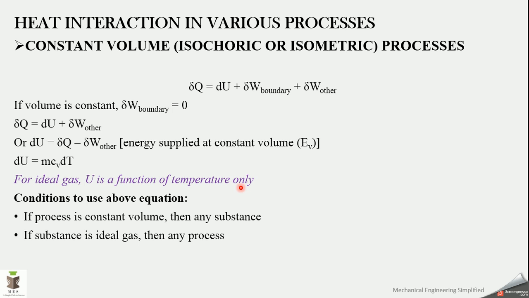Okay, and what are the conditions to be followed to use the above equation, that dU is equal to m Cv dT? Please make a note: if the process is a constant volume process, then for any substance involved, we have dU is equal to m Cv dT. And if the substance involved is ideal gas, then for any process, whether it is constant volume or any other process, we have dU is equal to m Cv dT. Please make a note, these are very important conditions for which we use this dU is equal to m Cv dT.